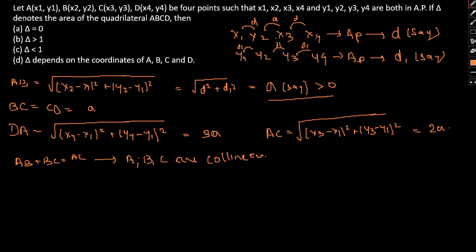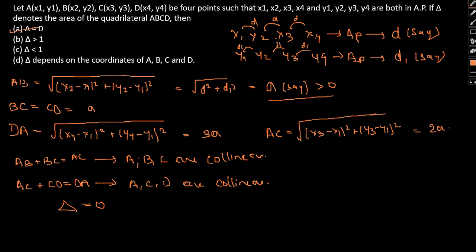Also, AC plus CD equals DA. Here A, C, D are collinear. So since all these points are collinear, the area of the quadrilateral would simply be 0, because the entire thing will be a straight line. So if you go by the options, then option A will be the correct choice over here. I hope this is clear how we came about with the solution of the same.